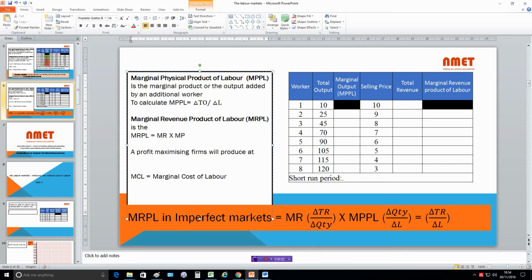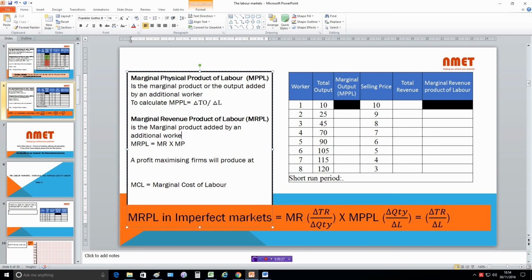Or it is the difference in total revenue, and I agree with where you're coming from. But the person who actually made the point said marginal revenue product of labor, because if you're talking about price discrimination, we can go down that road. But let's keep it simple. Marginal revenue product of labor is the marginal product added by an additional worker times the selling price for the marginal revenue.